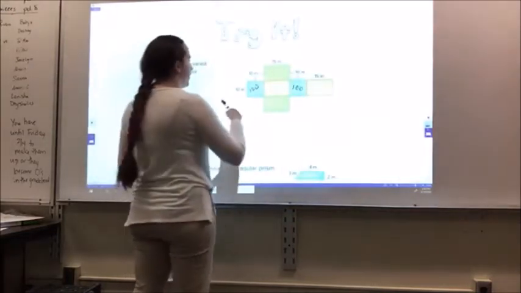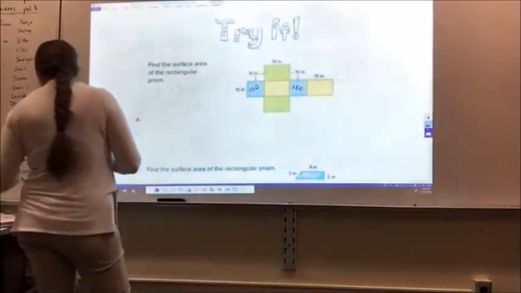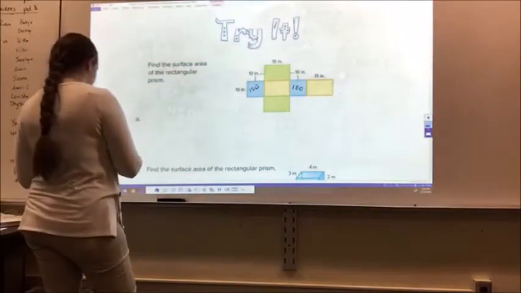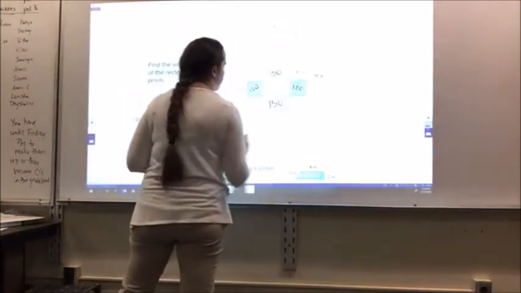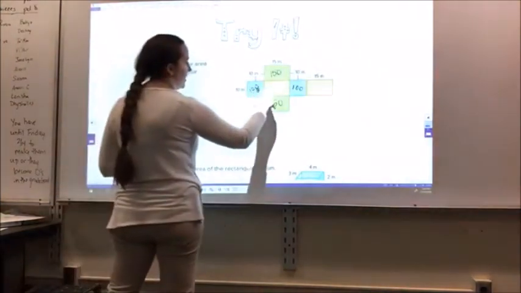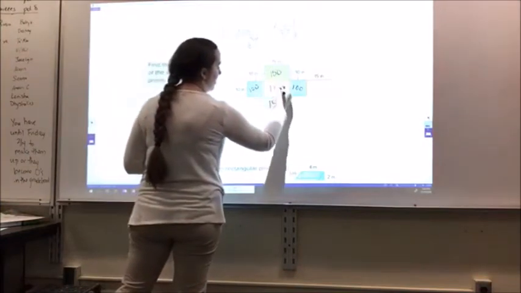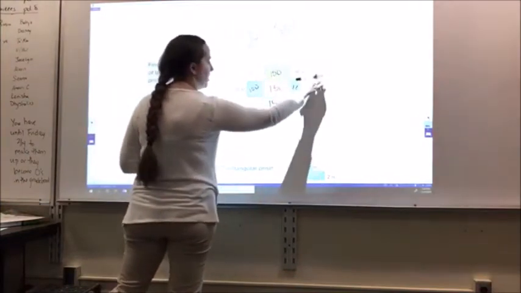Okay. Then I have 10 times 15, which is 150. So that's the green, 150. Okay, and then the yellow is 10 times 15, so that's also 150. Okay, so 15 and 10.